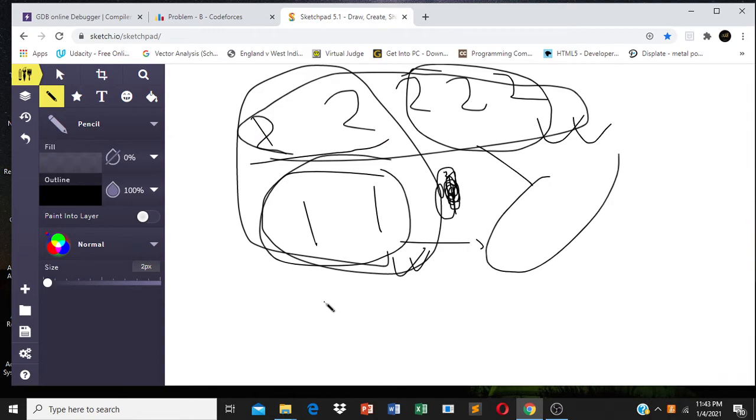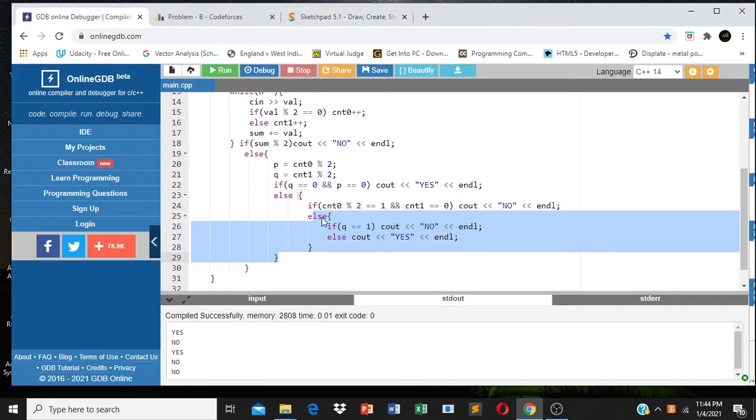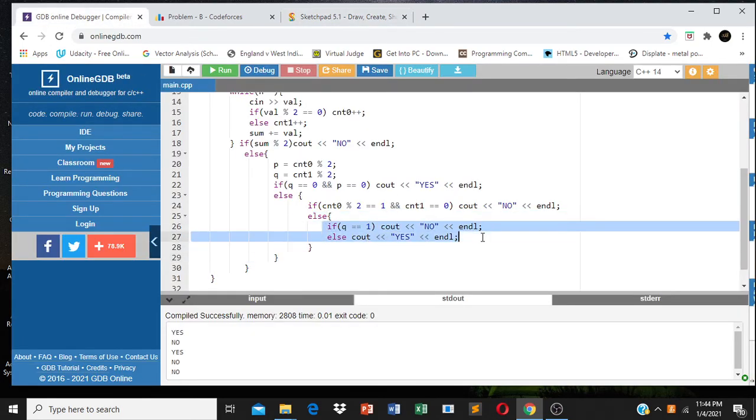It does not depend on the count of 2. The final conclusion is that it depends on the count of 1. If the count of 1 is odd, you can never divide that. That's exactly what we did. If the count of 1 is even, it does not matter what the count of 2 is. We will always get our answer yes. Just like that here.